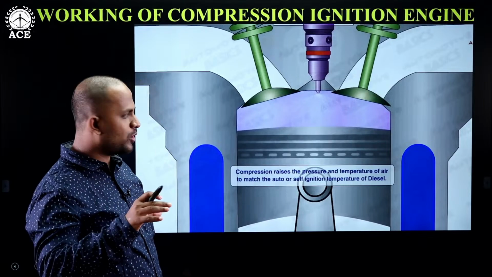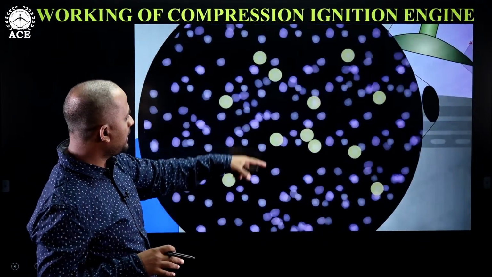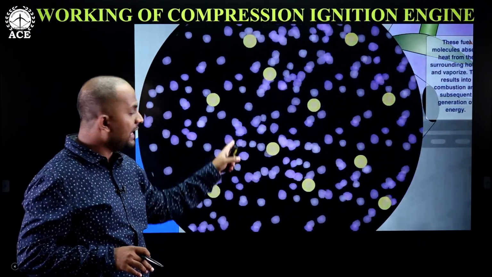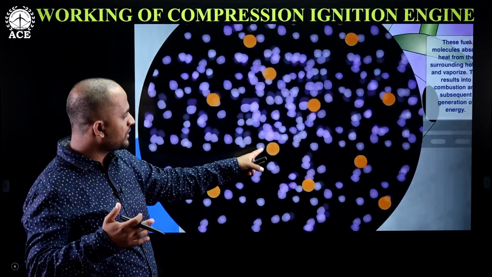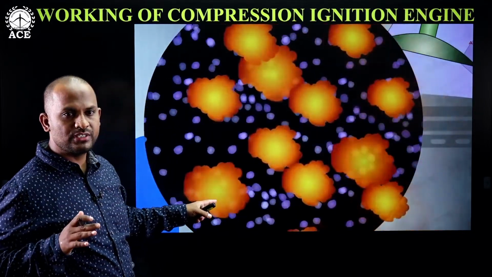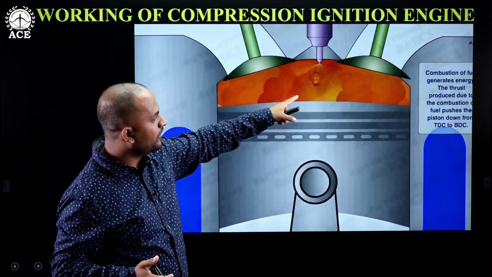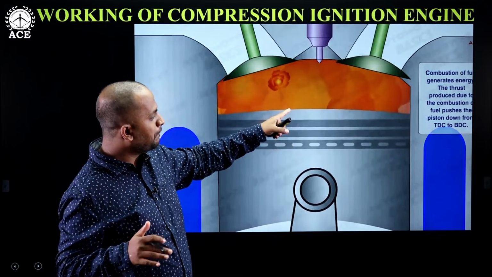The fuel has to absorb the heat from the air particles. Now see, these are the fuel particles. They absorb the heat from the air particles so that the temperature increases and reaches the self-ignition temperature, and it will explode. It will explode at various points. Because of that explosion inside the engine, heat energy is developed, and this heat energy impacts force on the piston.